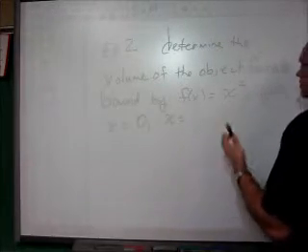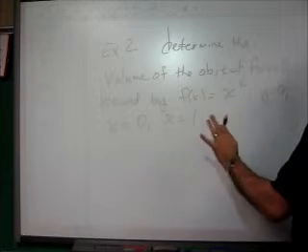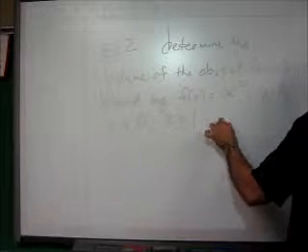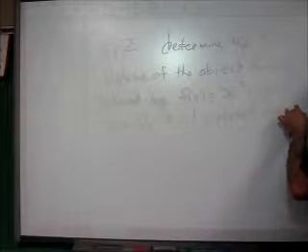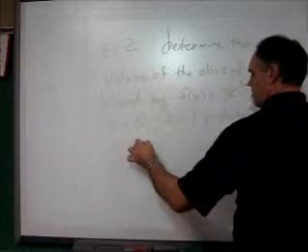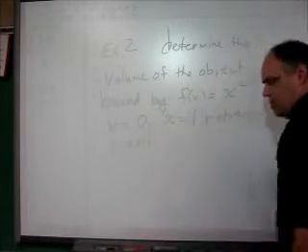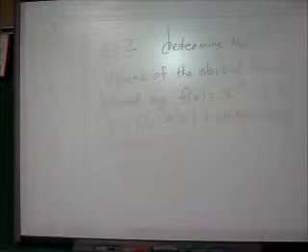What I want you to do is determine the volume of the object formed, bound by f of x equals x squared, y equals 0, x equals 0, x equals 1, rotated about the x axis. We'll start there. And I want you to work on this on your own just a little bit. See how far we get with this. We'll use the same boundary set to do a couple other things.